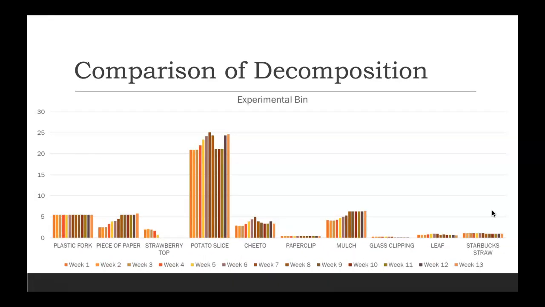These are the results from the experimental group. The plastic fork, paperclip, and Starbucks straw again did not change at all throughout the entire semester.